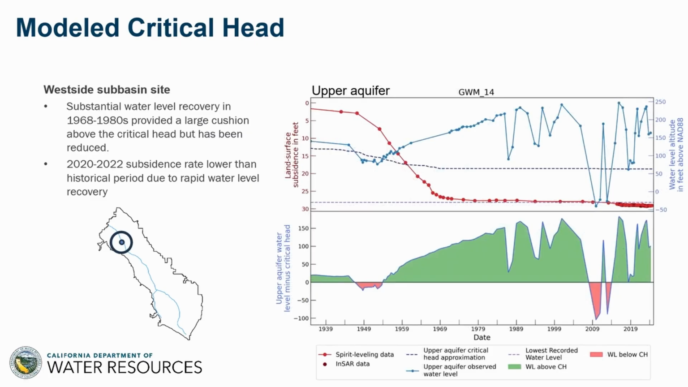So the story for the critical head in the upper aquifer is similar to the lower aquifer. Early on, it had some decreases, although much less than the lower aquifer, and more recently, it's had very rapid changes in the groundwater level, sometimes below the critical head. So the results are, in some cases, in the later periods, somewhat similar to the lower aquifer.